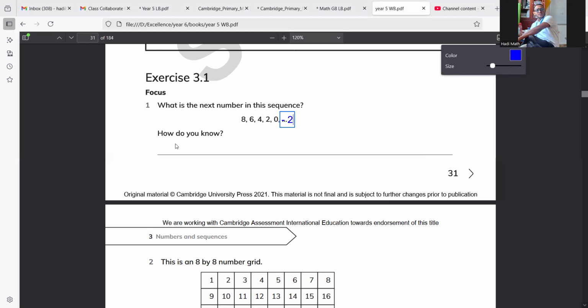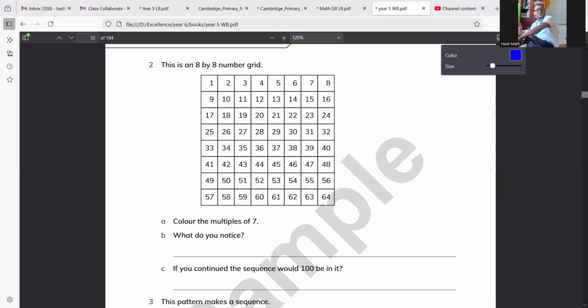How do you know? Because every time we subtract 2. Because every time we subtract. Let's go to the question after.